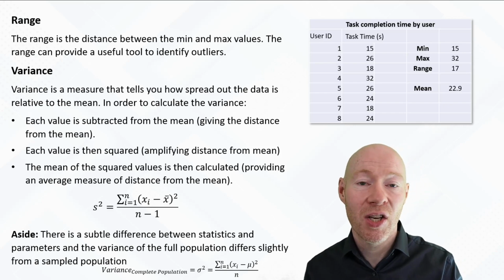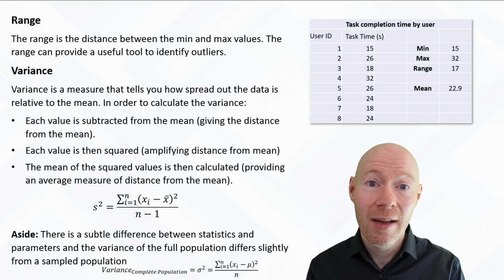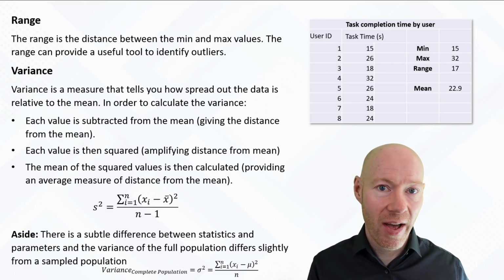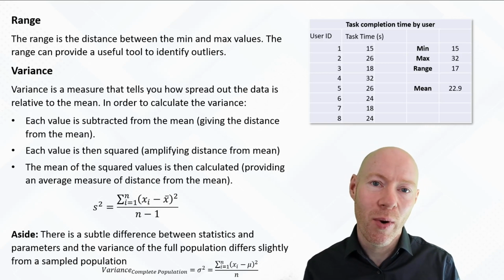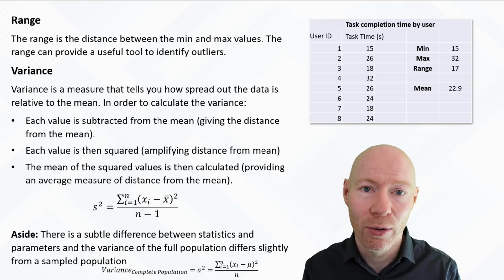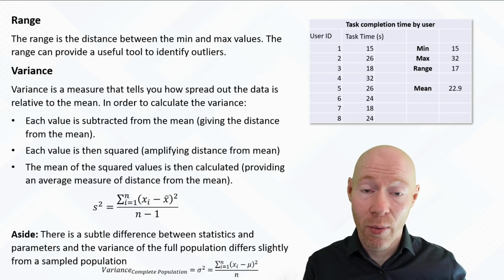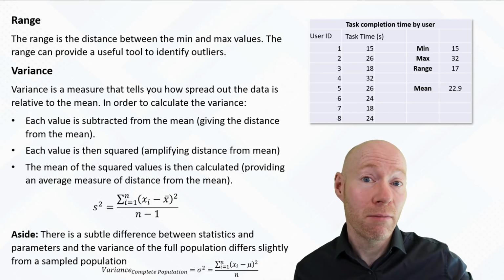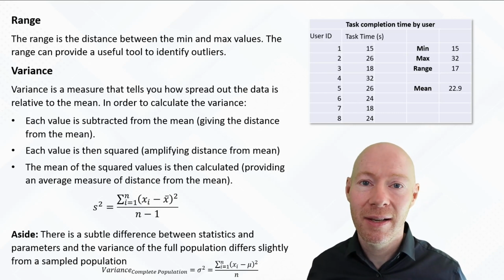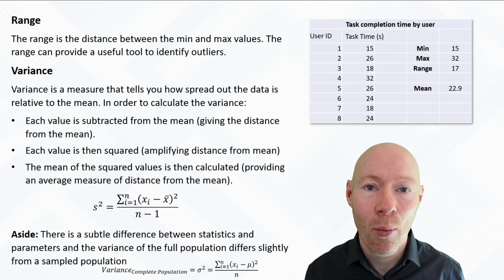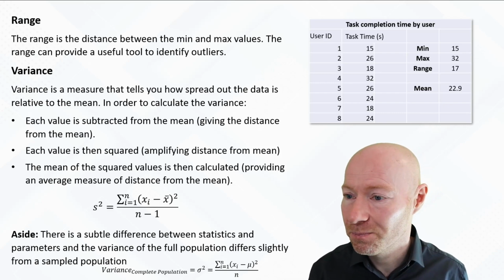So we always end up with a positive value, and we amplify the distance that things are away from the mean. If something's quite close and we square it, it'll be a small number. If something's quite far away and we square it, it's going to turn into a correspondingly bigger number. So that amplifies the overall distance that we have away from the mean.